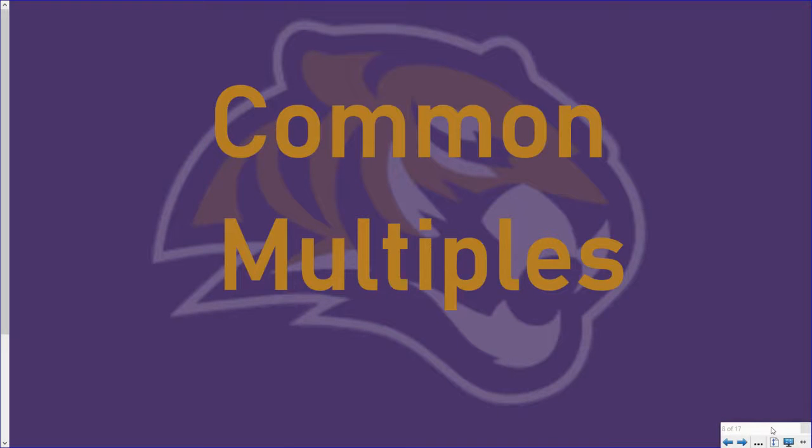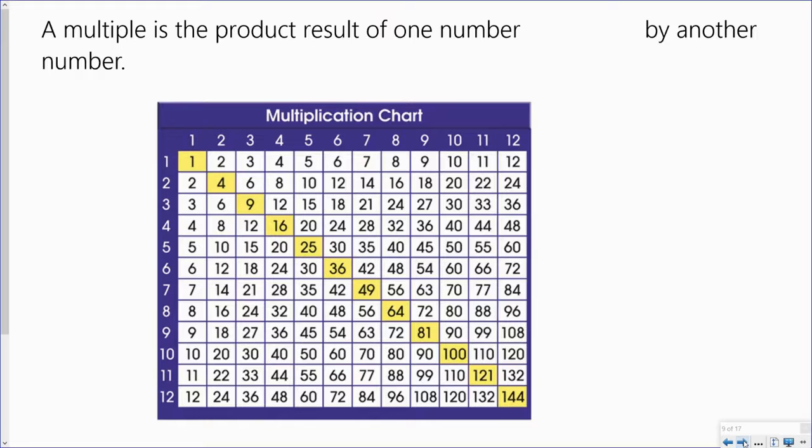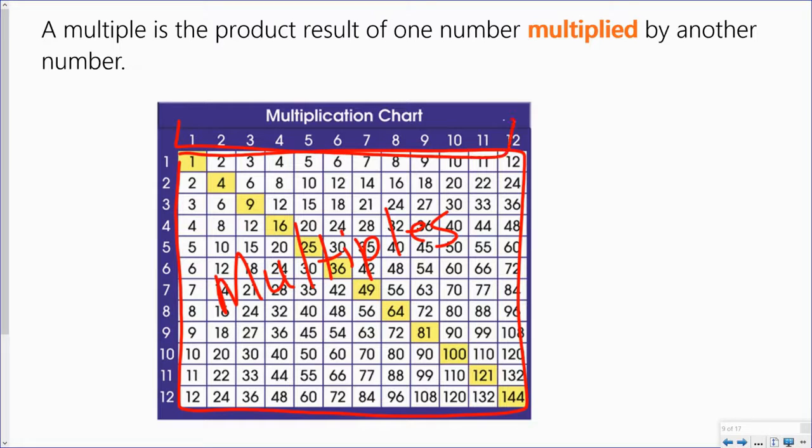In this video, we're going to take a look at common multiples. So basically, a multiple is the answer you get when you multiply one number by another number. For example, in our multiplication chart, this space inside here, all the numbers inside the box, are all multiples of the numbers that are located outside here.